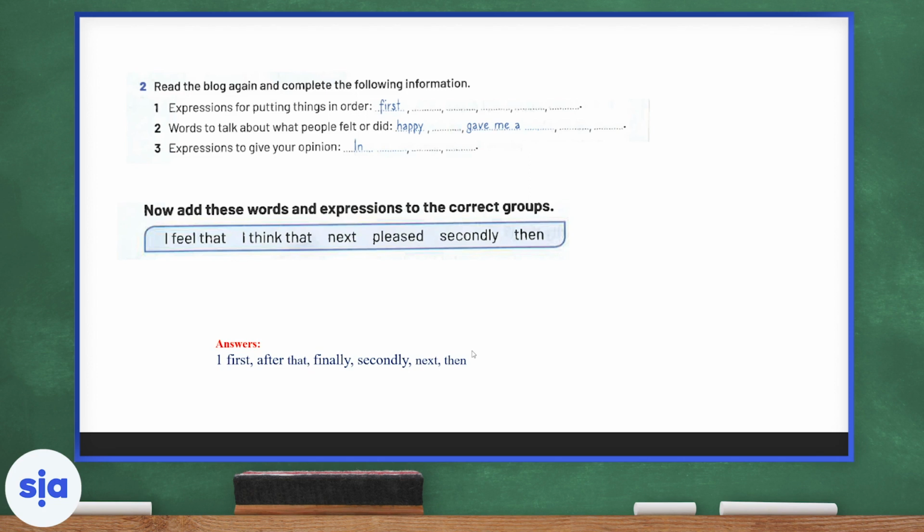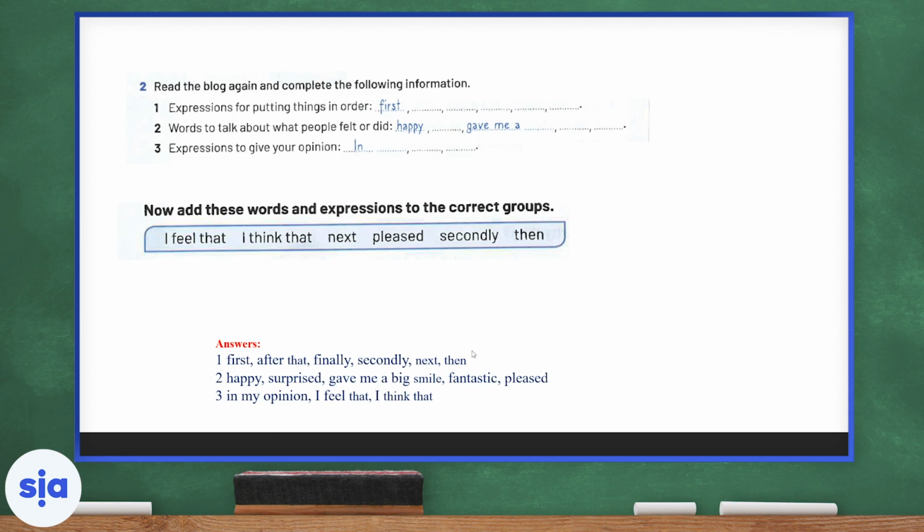As for words to talk about what people felt or did, we can use happy, gave me a, and also surprised, fantastic, and pleased. As for expressions that give opinion, we can use in my opinion, or I feel that, or I think that.